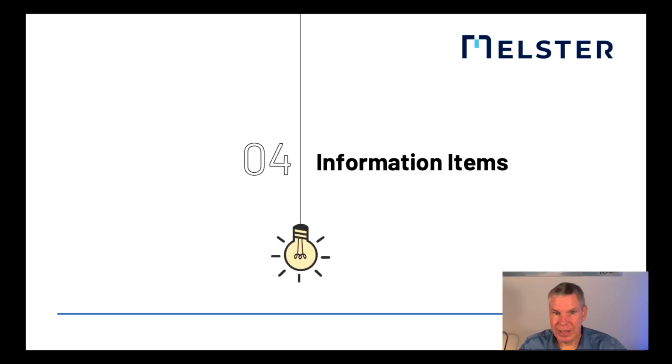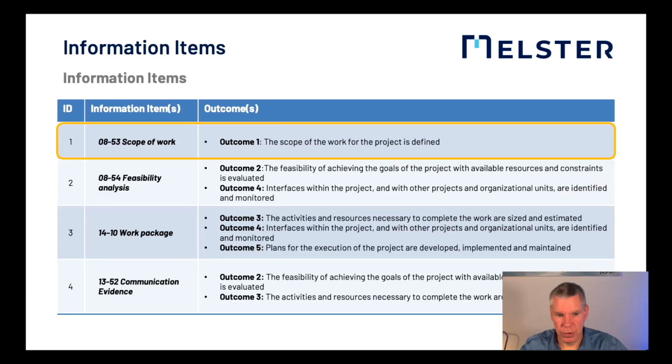Next, we will have a look at the information items, and I will explain how they impact the outcomes and the purpose. Let's start with the first information item, scope of work. Obviously, it contributes to outcome number 1. The scope of the work for the project is defined.